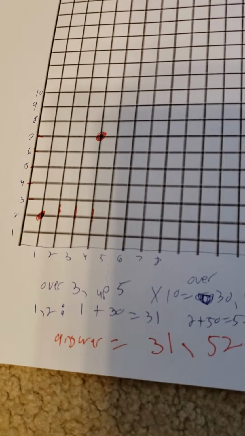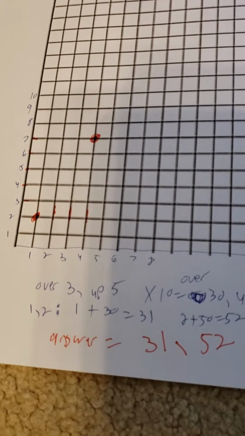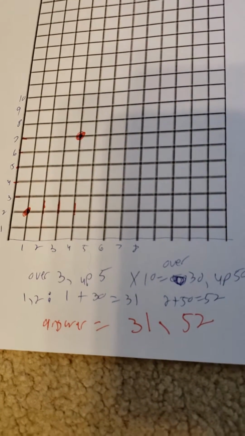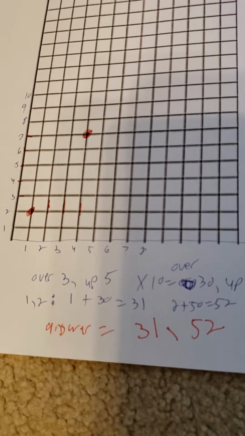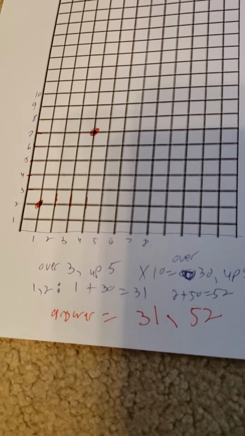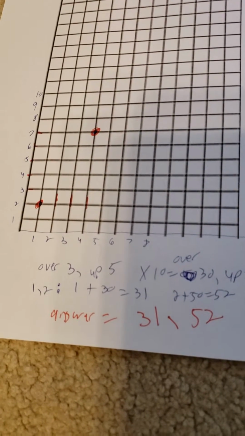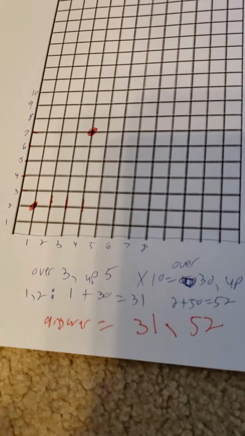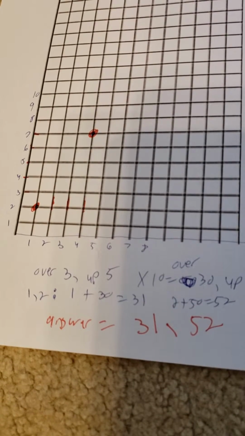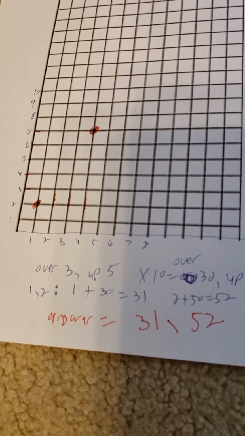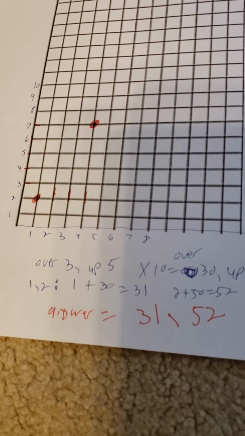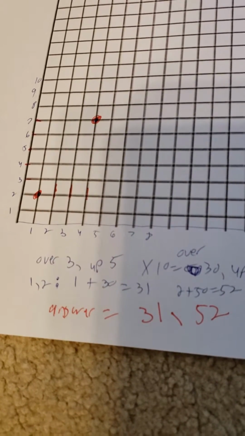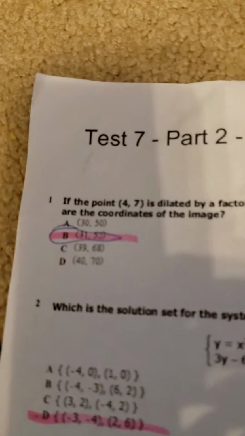dilate by the factor of 10, which is going to give us 3 times 10, which is 30, and 5 times 10, which is 50, from the point (1, 2), which will give us (31, 52). So the answer is B.